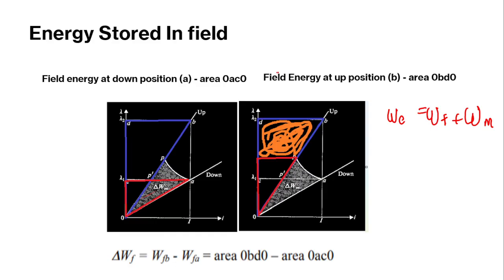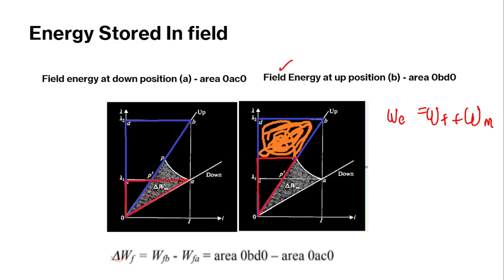The next position is the field energy at the up position, which is the blue. That'll be 0 to B to D to 0, this blue triangle here. Obviously, as you go up, you expect the energy stored in the field to be more, because your flux linkage is the highest, so the energy stored in the field will be its largest value. Initially, the energy stored in the field is at its smallest value, right? So if you want the change in the energy stored in the field, you just subtract the two areas.